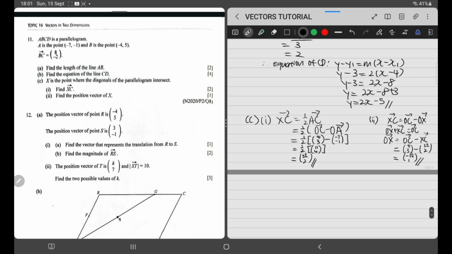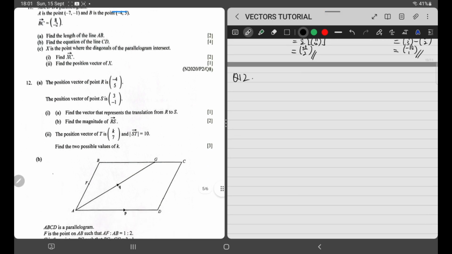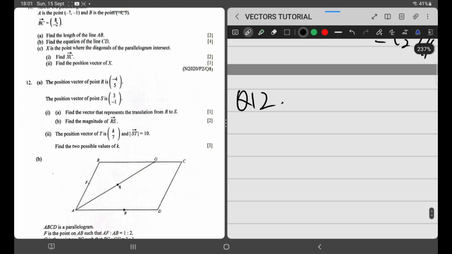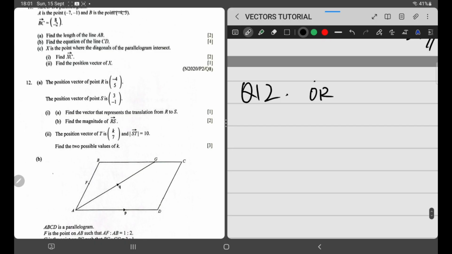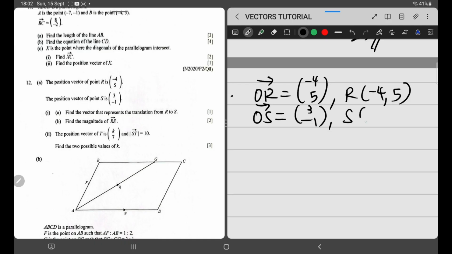Alright, so yep, that is the answer for question 11. Moving on to question 12. Okay, so your position vector OR is (-4, 5). So you can conclude that the coordinates of R is (-4, 5). At the same time, OS is (3, -1). Therefore, S is (3, -1).